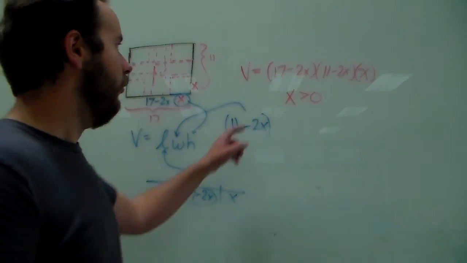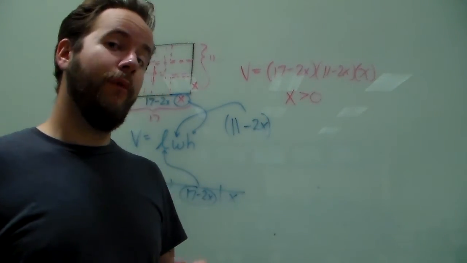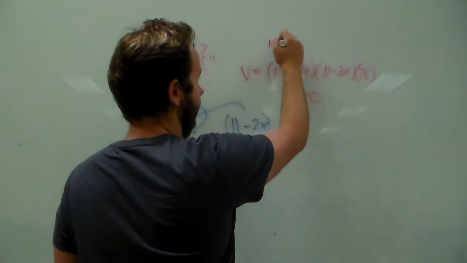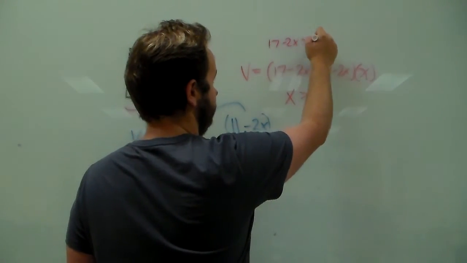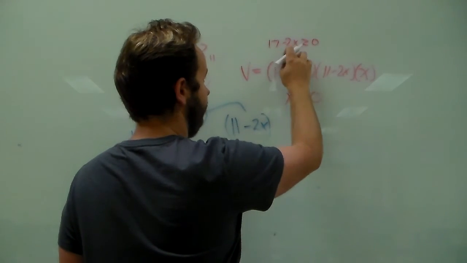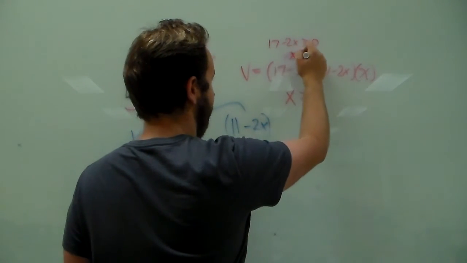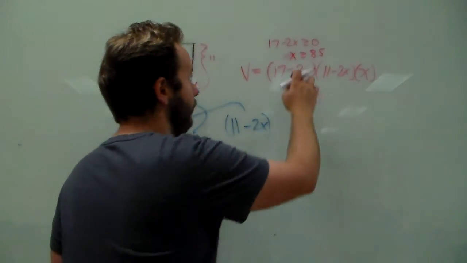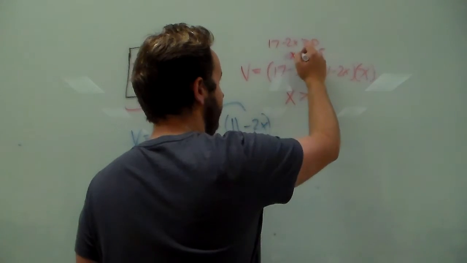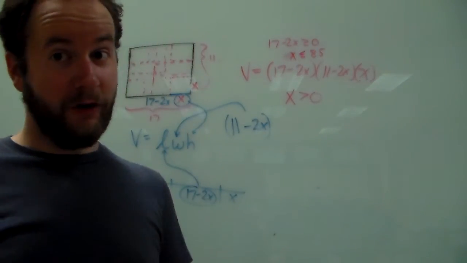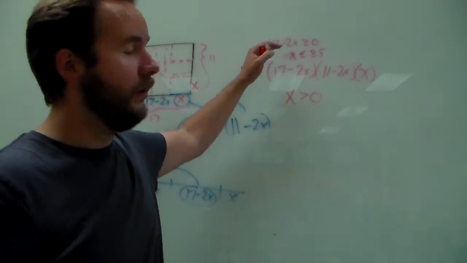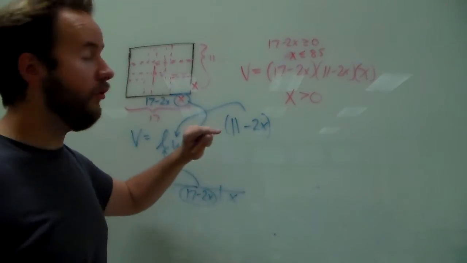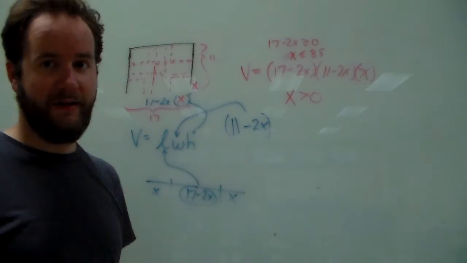So we need to make sure that we're not making x too large, so that one of those dimensions becomes negative. This guy, 17 minus 2x, must remain positive. I'll solve it really quickly for you. That tells us that x must be less than or equal to 8.5. If x is any larger than 8.5, then we've cut out a square so large that this side completely disappears, and we can't have that.